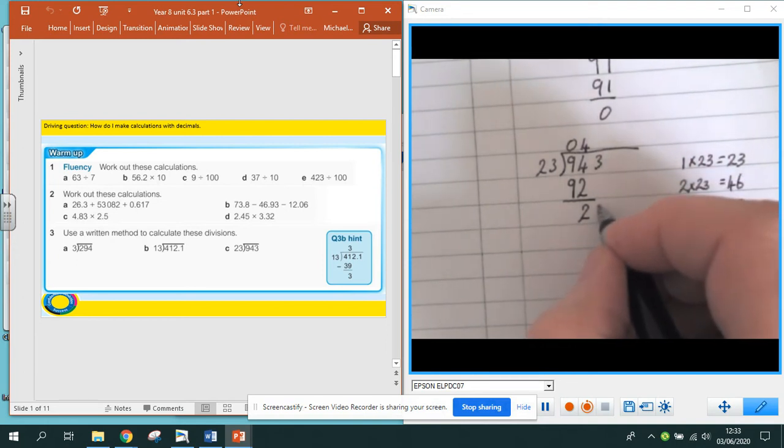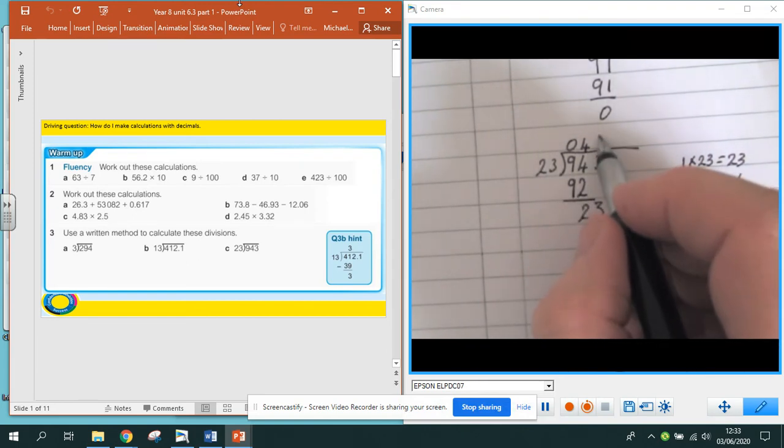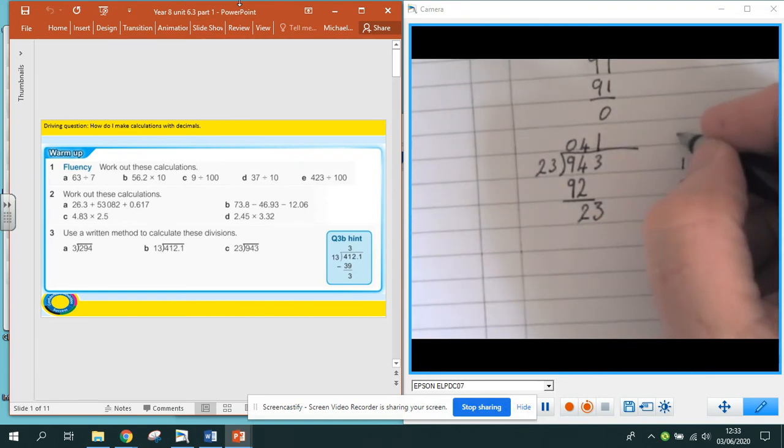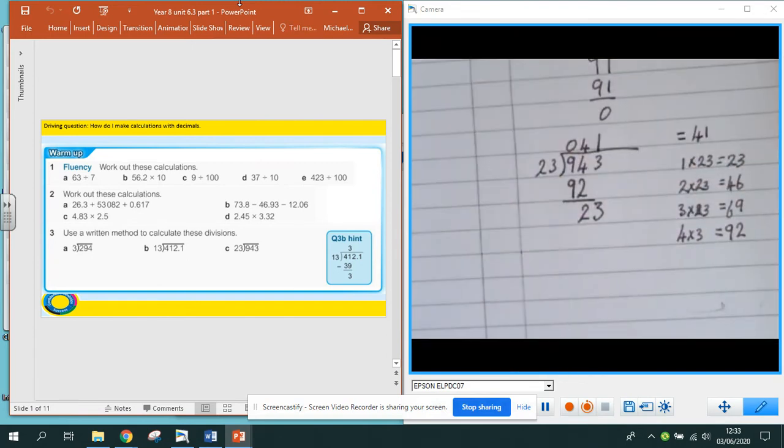Bring down my next number, which is 3. How many 23s are there in 23? 1. So my answer is 41. Nice and easy. Sometimes a little calculation like that can save you a lot of work later on, because anything that you find you don't know, I might have had to review some of those a bit later. So it's always worthwhile being prepared to do calculations like that.